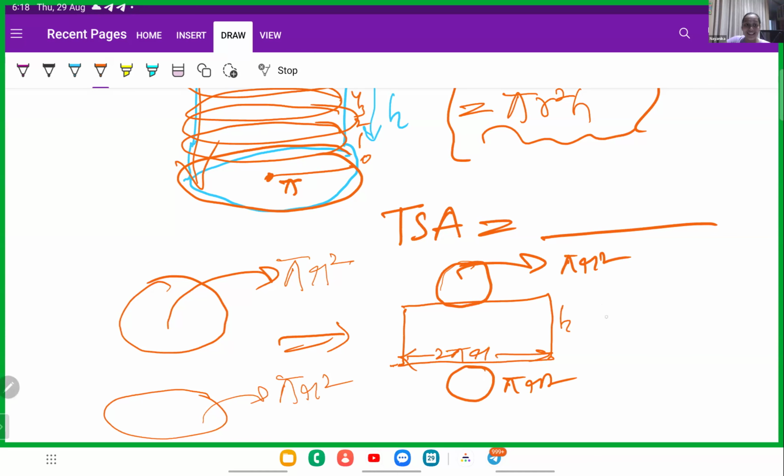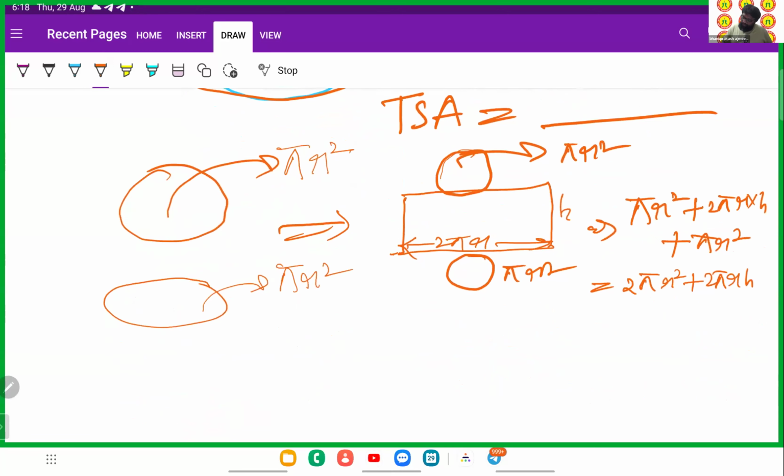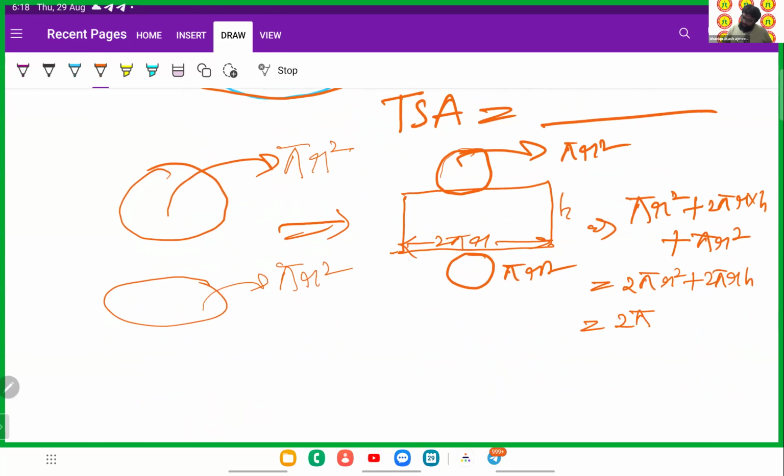So the total surface area will be pi r square plus 2 pi r into h, that is the area of the rectangle, plus pi r square. That is equal to 2 pi r square plus 2 pi r h. Taking 2 pi r common, that is 2 pi r into r plus h. I can also write it as 2 pi r into h plus r. Any doubt in this? No, sir. Please take a screenshot of this.